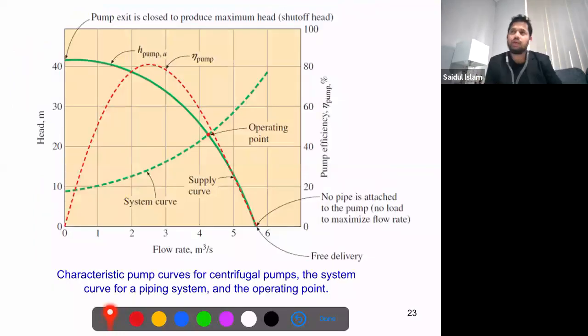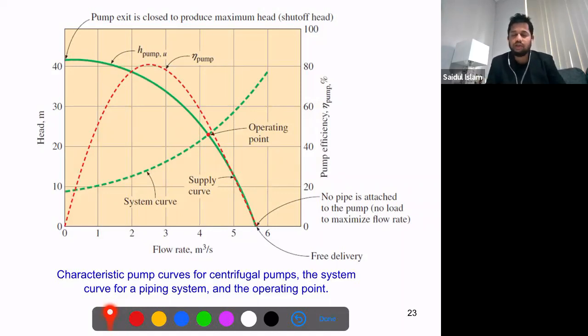It is one of the charts. You can just go through the books. I'll quickly tell you about this chart in one minute. The x-axis is the flow rate. This is the head. This is the efficiency. You can see we have three different curves. This dotted one is the efficiency. This is the pump head. And this is what we call the system curve.